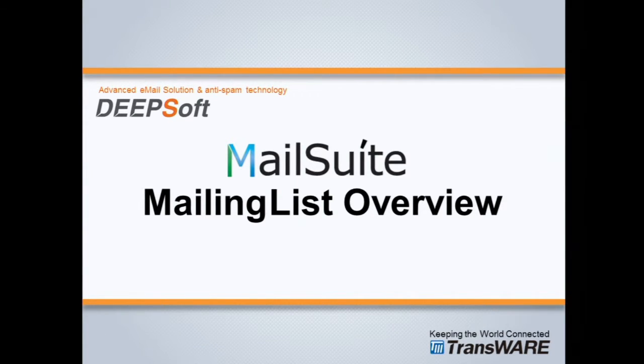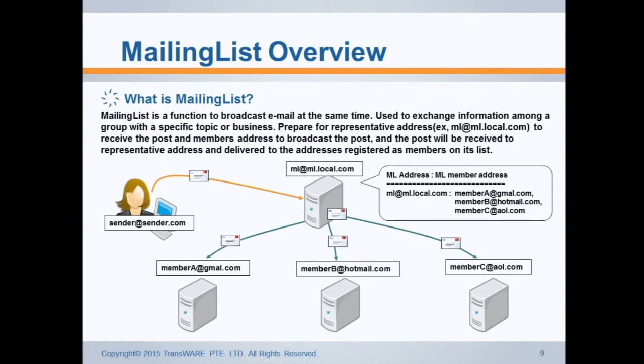MailSuite has a mailing list function by default. This mailing list function is a system to broadcast the same mail at the same time to multiple addresses. This function is utilized in the case of exchanging information among a group which has specific topics or tasks. To use this mailing list, prepare a representative address to receive the post and members' addresses to broadcast the post. When someone in the group posts a mail to the representative address, the mail is delivered to addresses registered as members on the list.